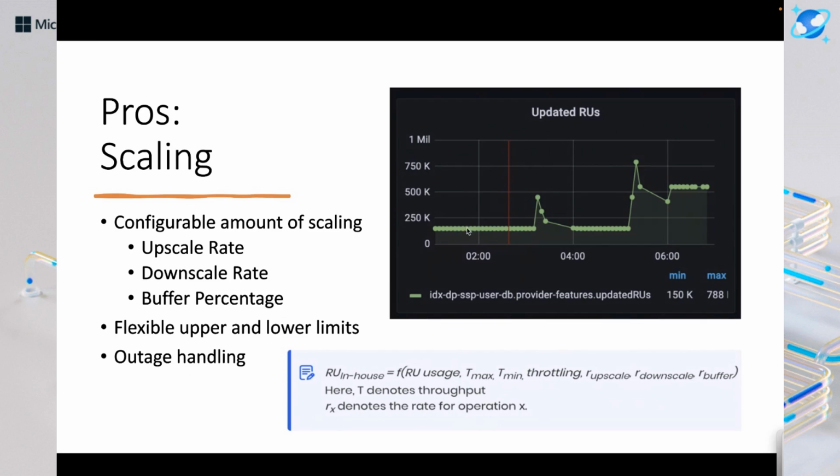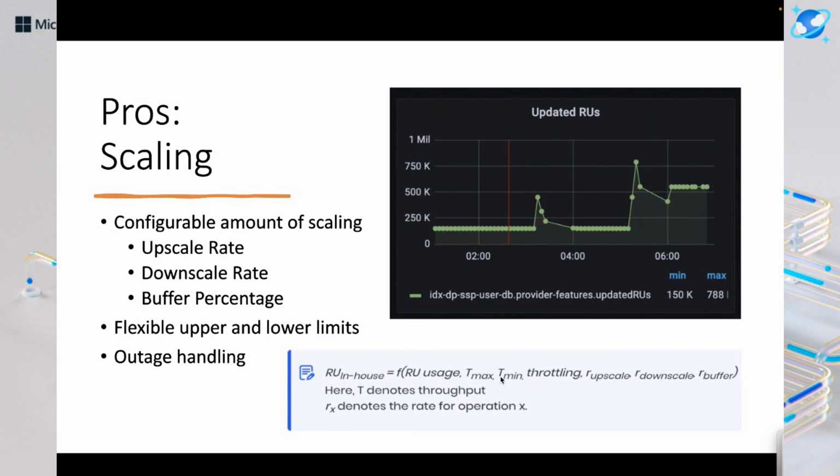As you can see in this graph, instead of increasing by a simple 20%, here it is directly increasing the number of RUs by 250k. So from 200k, it has gone to 450k. Similarly, if the throttling is very high, it can even do that in 2 jumps. It can increase by 500k. So this is the benefit that we are seeing. This two-phase scaling is not available with the Azure Autoscaler. Now if we really look at the in-house autoscaler, it is a function of the RU usage that we have as the input.